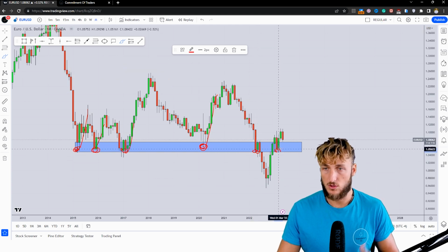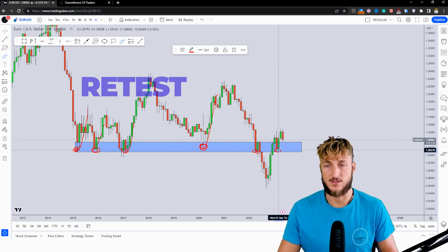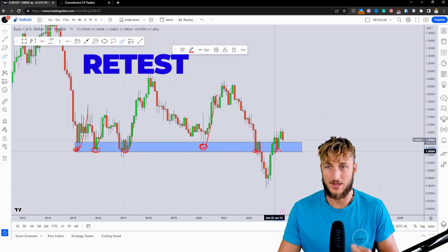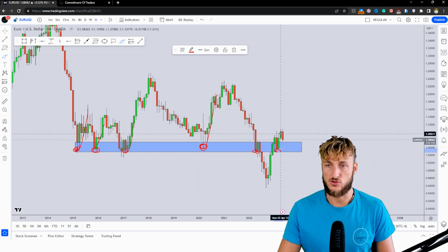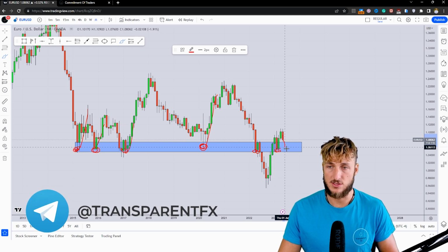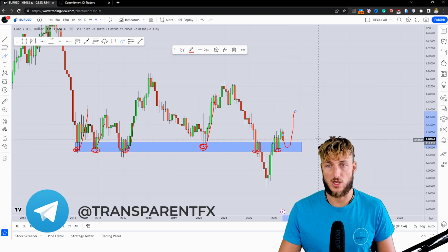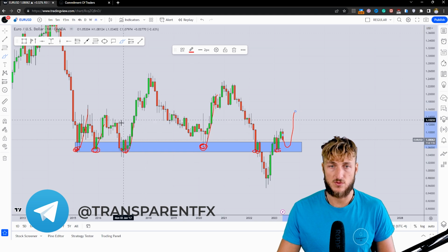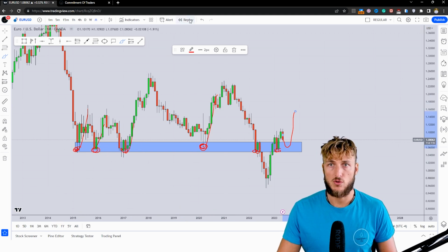And 2 months ago, we had another test of this previous support that is currently still acting as support. And as the market is currently approaching this area, we could expect another potential test of this zone before then getting rejected to the upside, as the market has already rejected it in the past all these times. So on the monthly, everything looks quite bullish.